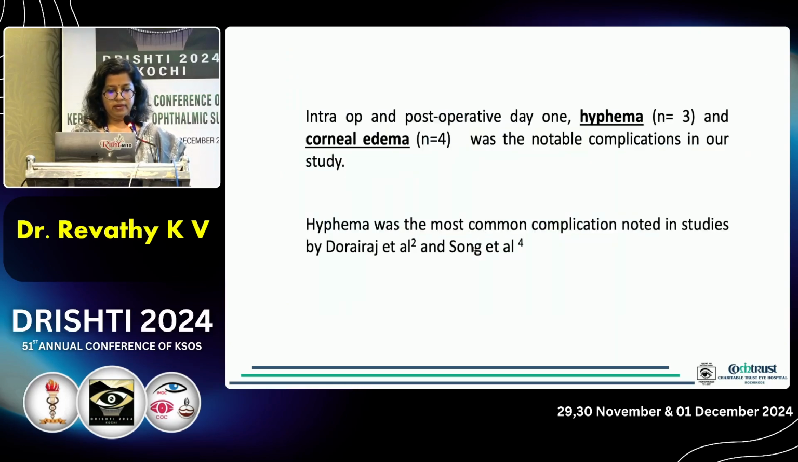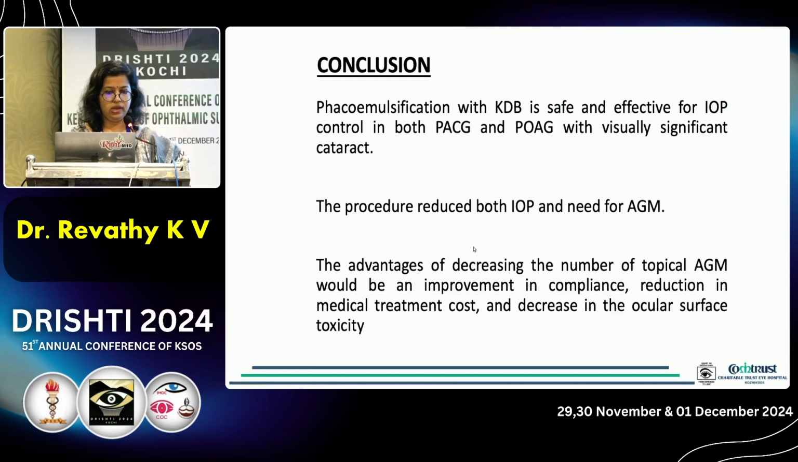Intraoperatively and on postoperative day 1, hyphema and corneal edema were the notable complications of our study, which were managed conservatively and cleared by week 1. Hyphema was the most common complication noted in the studies by Doreraj et al. and Song et al. Conclusion: phacoemulsification with KDB is safe and effective for IOP control in both the PACG and POAG groups with visually significant cataract. The procedure reduces IOP and the need for AGM.